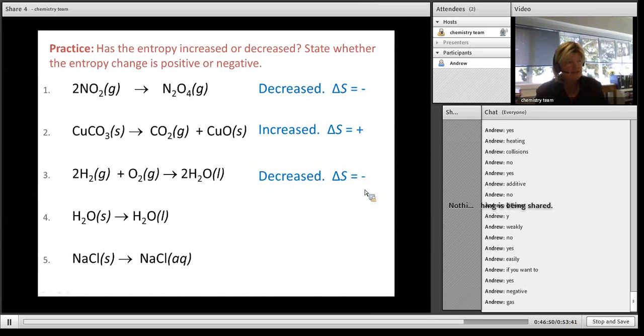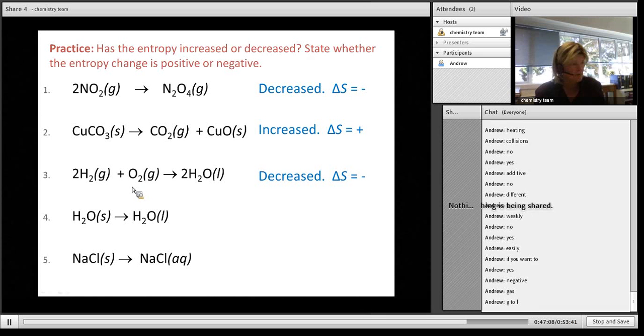Okay, here it's decreased. Delta S is negative. Now have a look here. I've gone from 3 particles to 2. So that's one reason. So you have to spell out all the reasons. But there's also another reason why I've got a decrease in entropy.